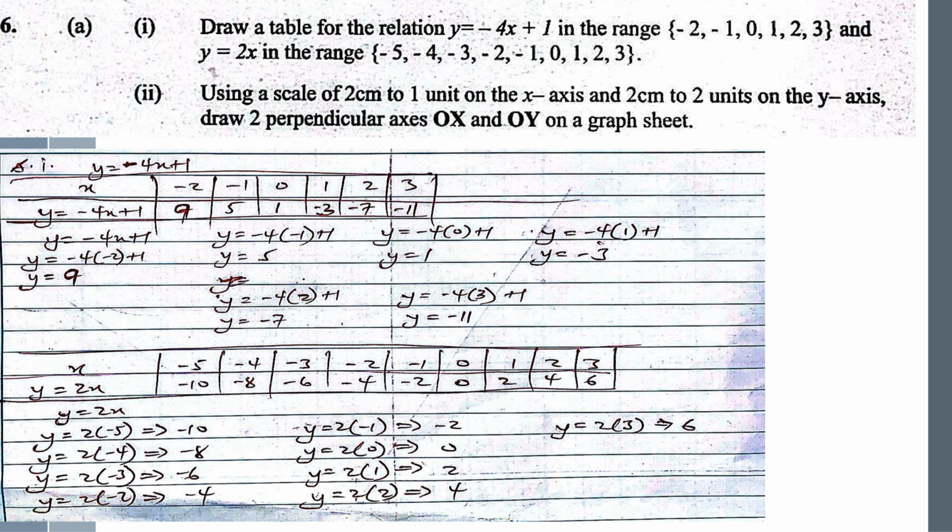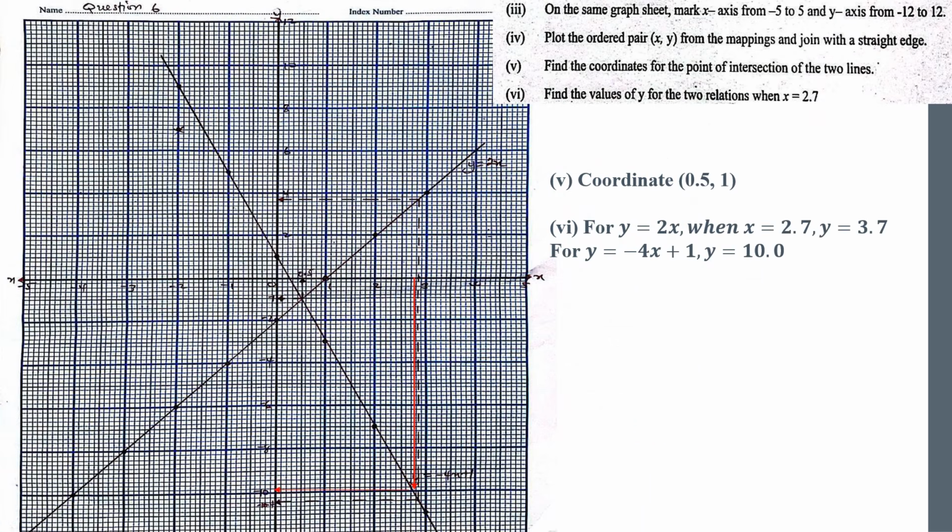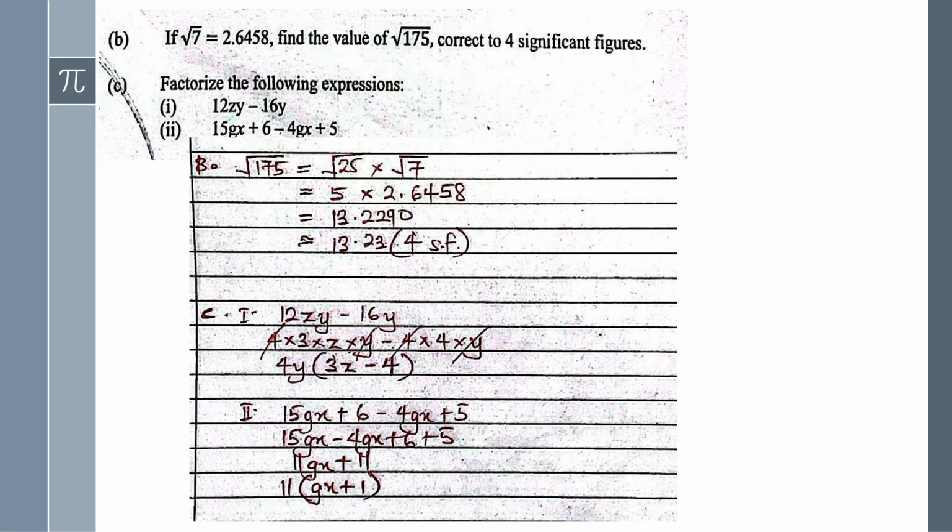So you would have two relations, y equals negative 4x plus 1 and y equals 2x. So please go through it, and then if you have any question or problem, you can leave it in the comment section. So this is how your graph will be. So try plotting it yourself and then compare with what we have here, and then you are good to go. So B and C is also a question on 6. B is a question on set, and C is a question on factorization, all which solutions have been provided.